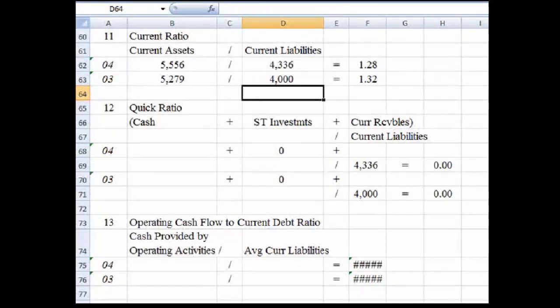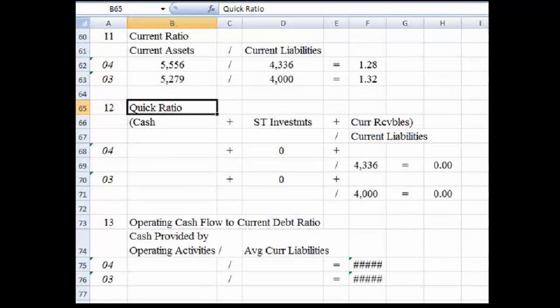current liabilities. The quick ratio is a more rigorous examination of a quick payoff of current liabilities. Instead of using all current assets, the quick ratio only uses cash, short-term investments, and current receivables in the numerator.